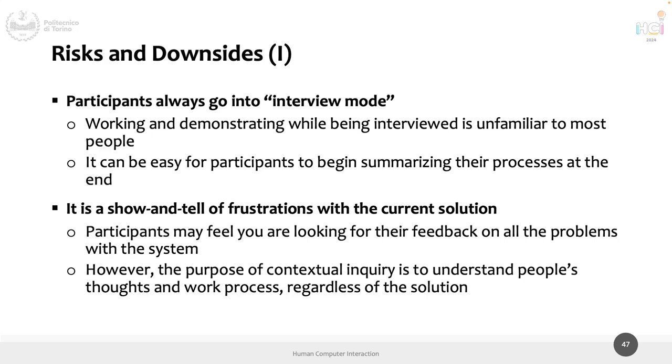And it also can be easy for participants to summarize the process at the end, like, I show you everything. So now remember, I did this before and then I did that.